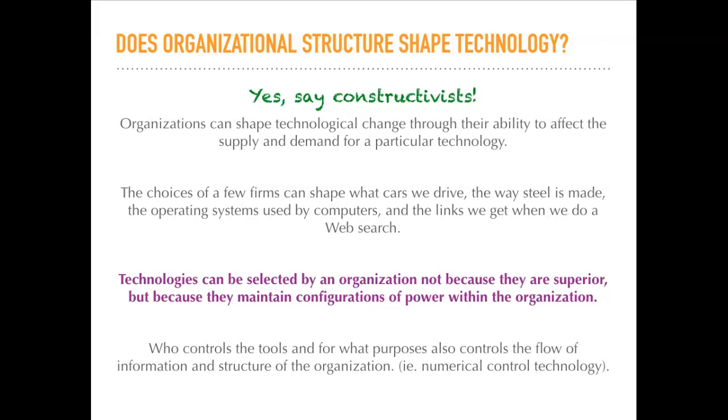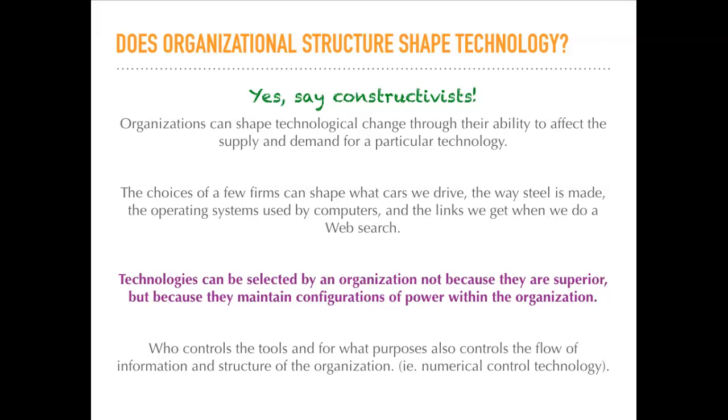Organizations can shape technological change through their ability to affect the supply and demand for a particular technology. So you can think here of how just the choices of a few firms can shape what sorts of cars that we drive, the way that steel is made, the operating systems that are used in our computers that we use every day, and even the links that we get to see when we do a simple web search. So what this tells us is that the structure of the organization can shape the use of particular technologies.